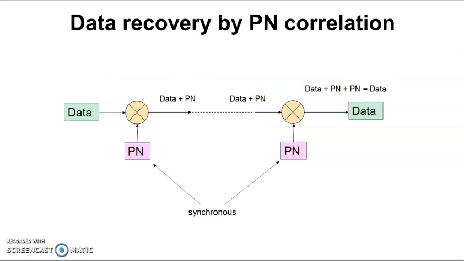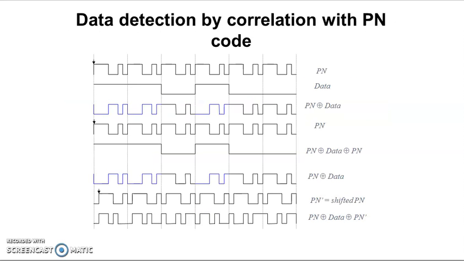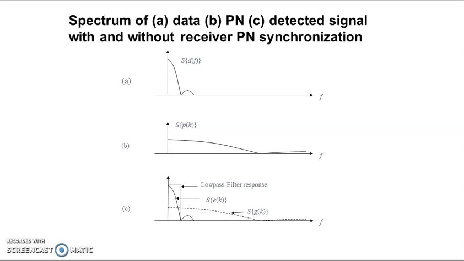Then the data is recovered by the PN correlation. The same way, we have a data transmitter for the PN. So that is about the PN correlation data, and then we have a data generator, because we have the PN data and we get the data detection by correlation with the PN code here. In the earlier simple case we have the transmitter and receiver with synchronization. Then the PN detected signal is the detected signal with and without receiver PN synchronization.